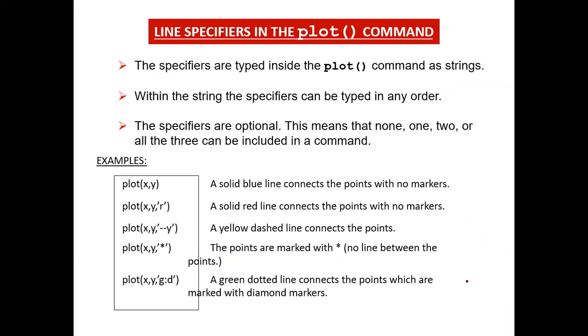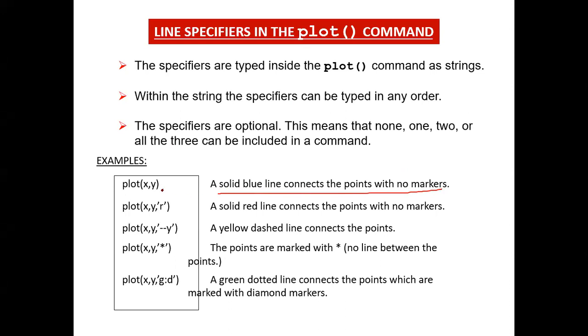If we need to choose a type inside the plot, what is the command? It is given as a string. Within the string, we can add the specifiers, typing them in any order. Specifiers are optional. This means none, one, two, or all three can be included in the command. For example, we need a solid blue line that connects the points with no markers.